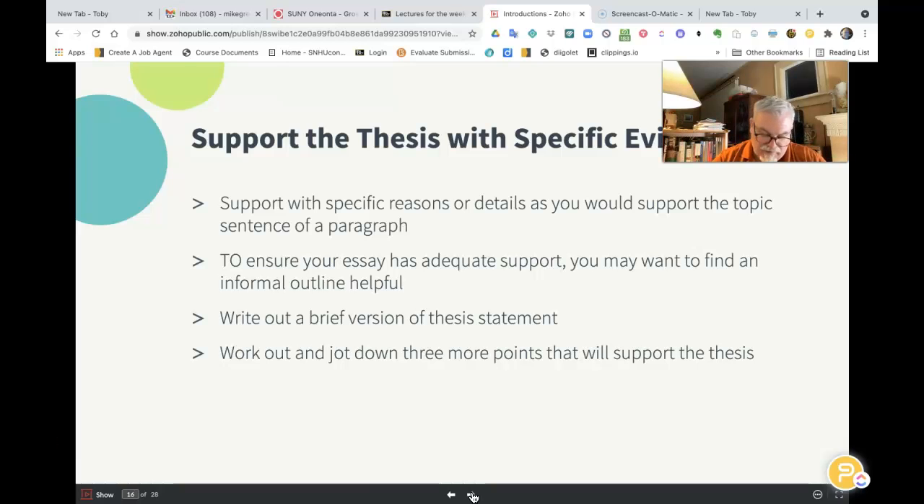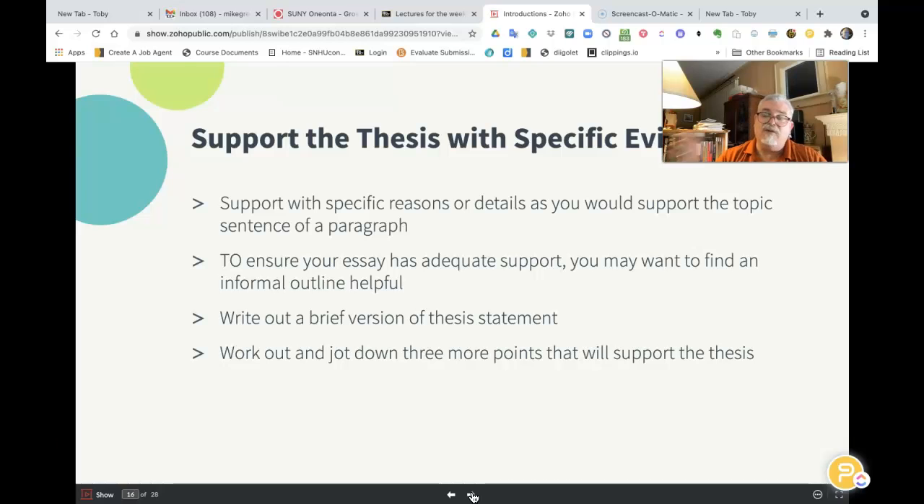Now that you've got this, you've got to support it with your supporting paragraphs that explain and provide the details for supporting your points. You want to make sure that your points have adequate support. Sometimes you may have to develop an informal outline. Write out a brief version of your thesis statement. That's really your outline. Jot down 3 points that will support your thesis.